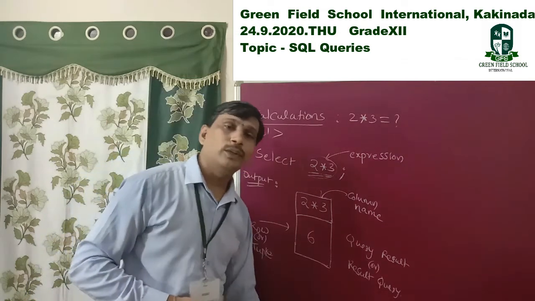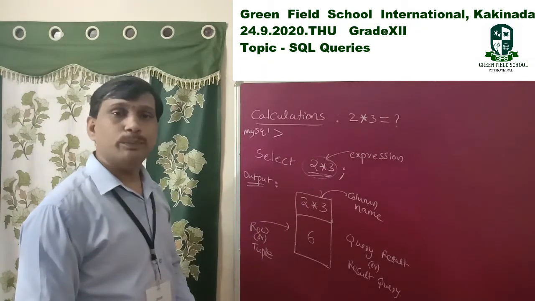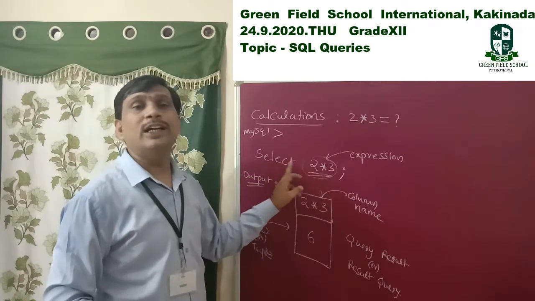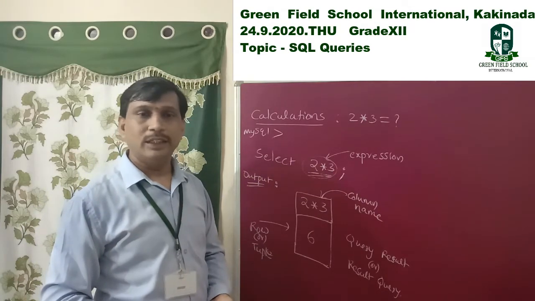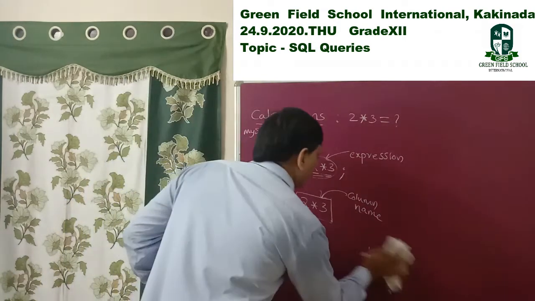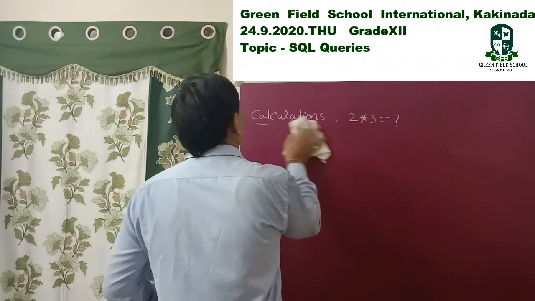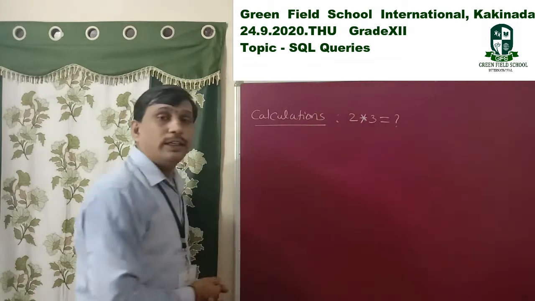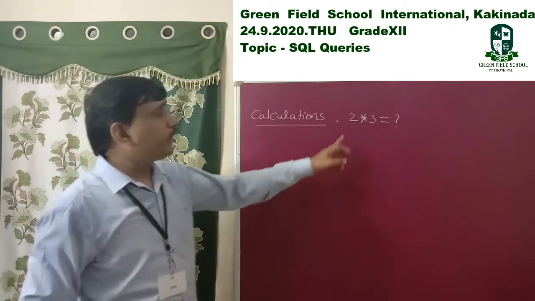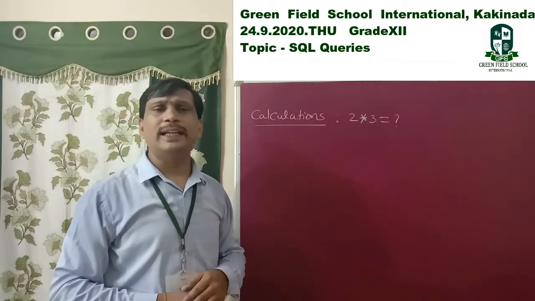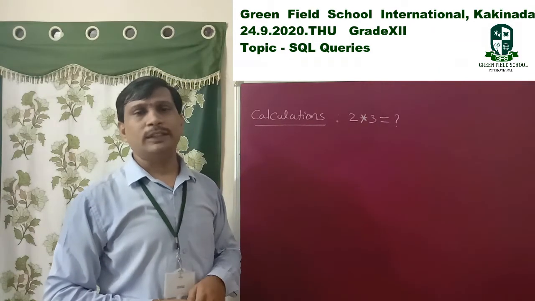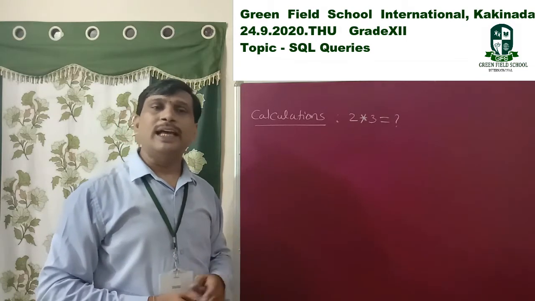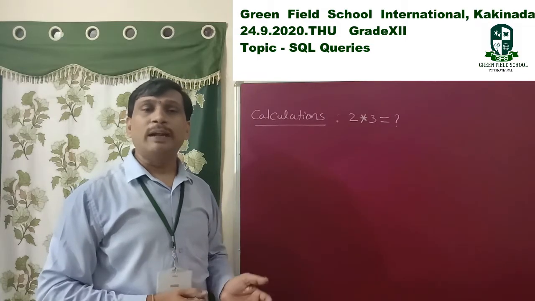Okay. Next, coming to the next command. So in this way we calculate expressions by using the select statement. Here we do not specify any from clause. Here we do not specify any table name. See. Next, coming to the next concept. Calculations can also be done by using a table name. So 2 into 3 is equal to how much? This can be calculated from a table name. Before that I specified the select command without specifying the from clause, without specifying a table name.